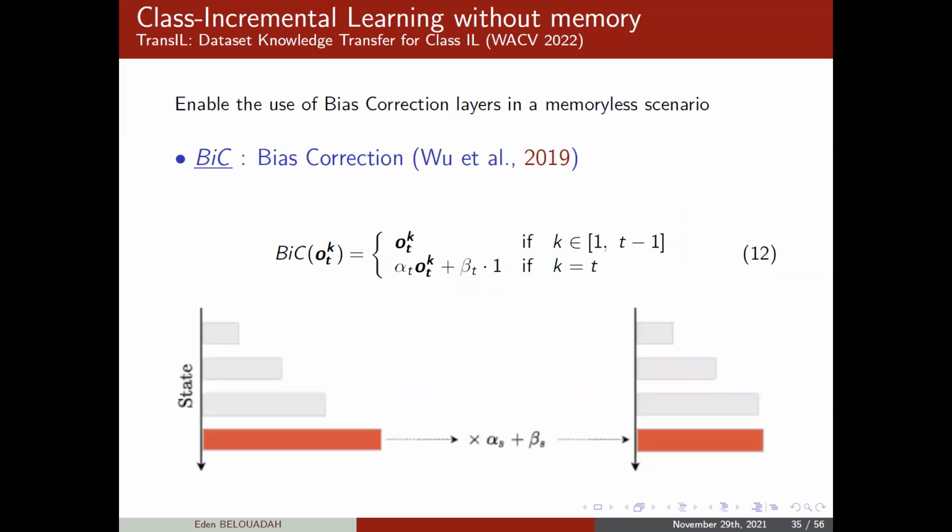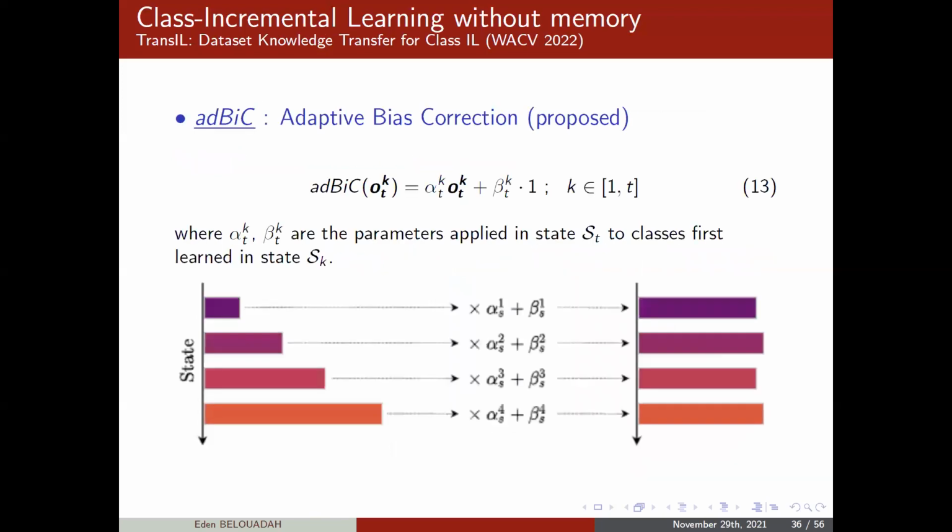We use as baseline the bias correction layer that I already explained in the state of the art. As I already said, the drawback of this method is that it only reduces the scores of new classes, and it assumes that the forgetting happens equally in the previous states. So we propose to modify this method, and we propose an adaptive bias correction layer. In this layer, we use one pair of alpha beta to rectify the scores of all the classes in all the states. And here we can see that we have better distributed scores over all the states.